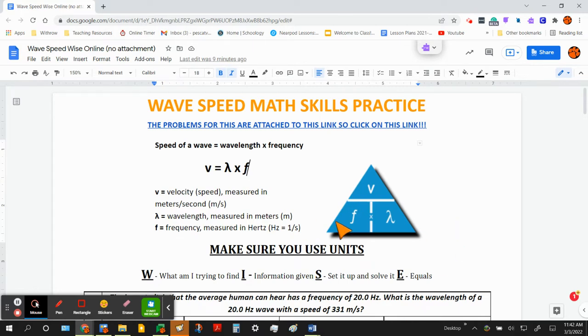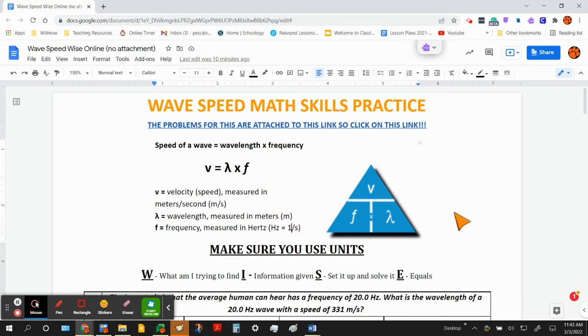A couple things to introduce you here are the triangle, this WISE method, and the wave speed formula. First up, the wave speed formula is the formula we use to calculate the speed that a wave is moving at. So the velocity of a wave is equal to the wavelength times the frequency. And then you can use the speed to calculate the energy of a wave, which you will do later. All these units are listed here. The velocity of the wave is this. This is called lambda. It means wavelength. It's measured in meters. And frequency is measured in hertz.